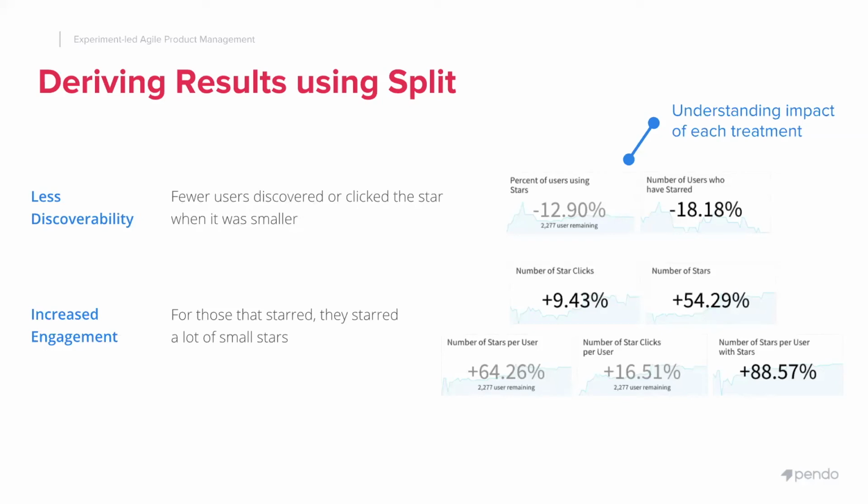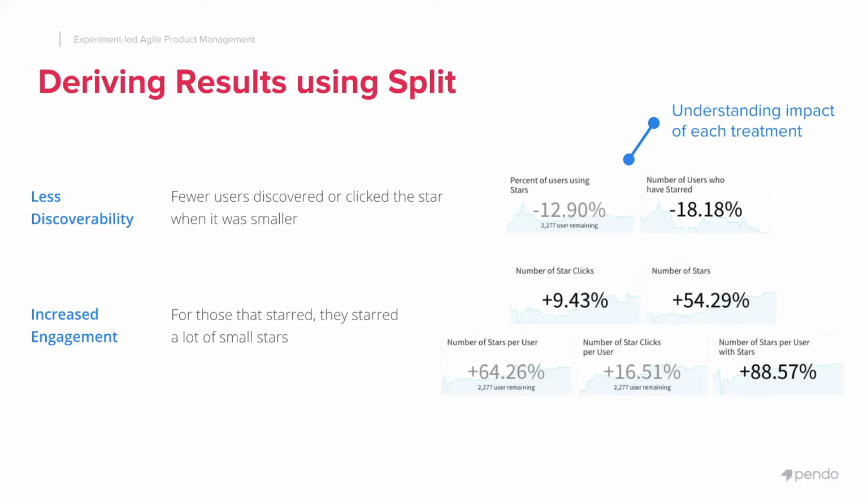The number of star clicks was 16% higher. The number of stars per user with stars, I know it's a tongue twister, was 89% higher. And just in general, we had 54% more small stars than we did large stars. Now, this kind of played to the thesis of, well, we made it smaller, so maybe it would be harder to discover, but I don't think anyone on our team expected that the small stars would drive this significant of an engagement over those larger stars.